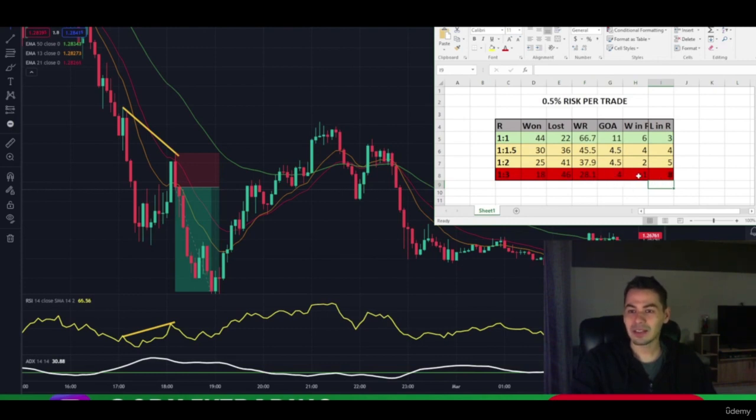Again, as you can see, the max losses in a row increase, of course, as you extend your risk to reward, as well as a decrease in the max wins in a row, sorry. So yeah, this strategy has potential. Even though it's only a 1-to-1 risk to reward, as you can see, the win rate is more than decent, and the gain on account is decent as well.